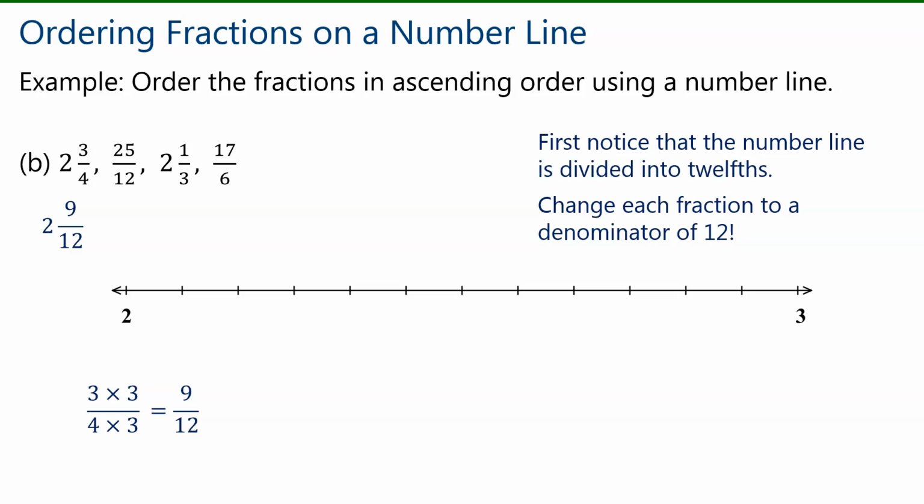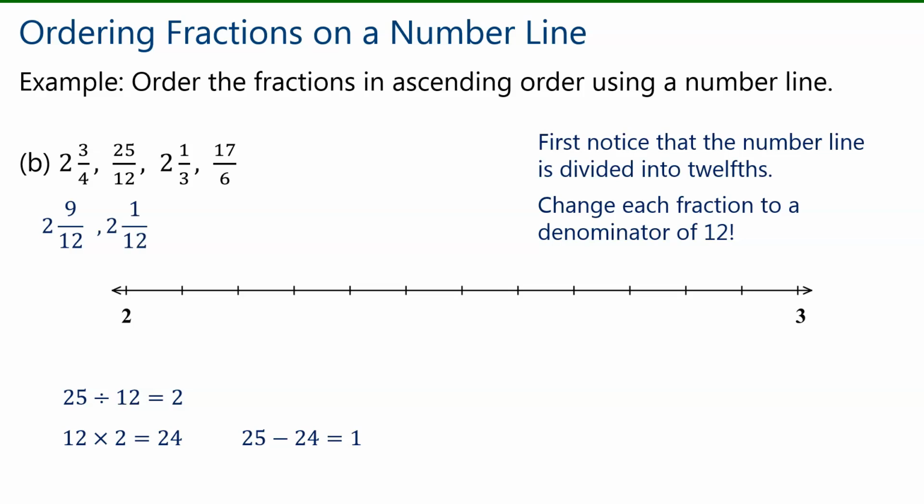Now 25/12 already has a denominator of 12, but that is an improper fraction. Let's change that to a mixed number. So we start by dividing 25 by 12, and that is 2. Then we multiply 12 and 2 to give us 24. Now to find out how much is left over, we subtract 24 from 25, which is 1. So 2 is the whole number part, 1 is the numerator, so I write it as 2 and 1/12.